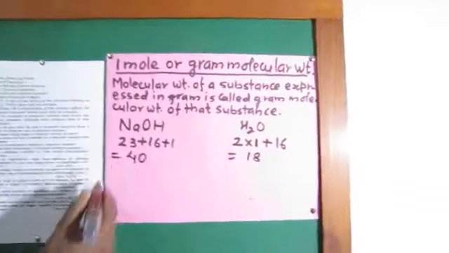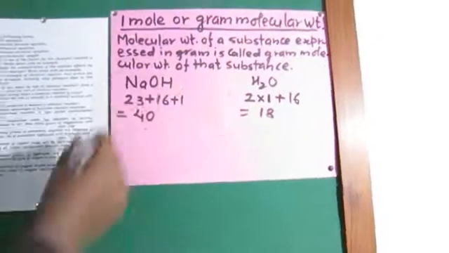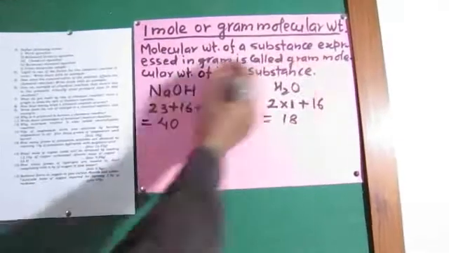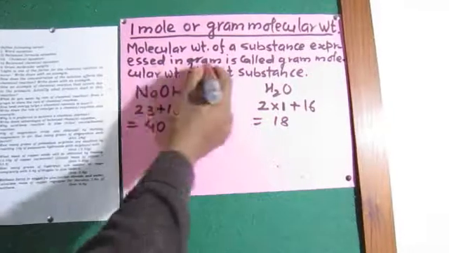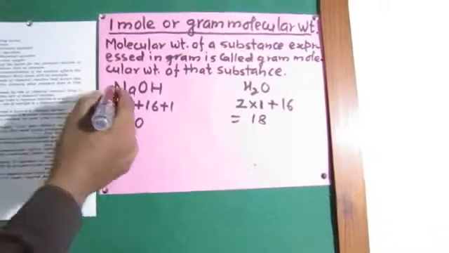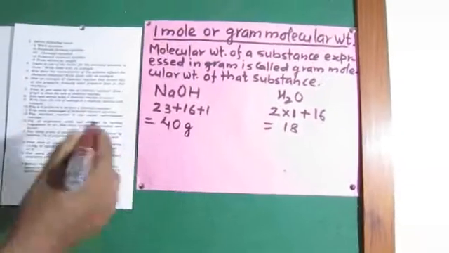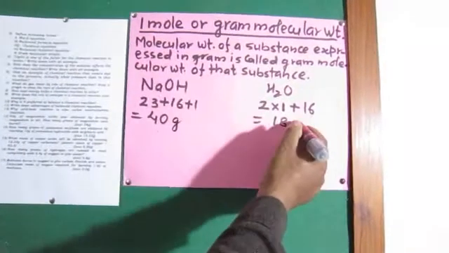Molecular weight of sodium hydroxide is 40. Molecular weight of water is 18. The molecular weight of a substance expressed in gram is called gram molecular weight of that substance. It means gram molecular weight of sodium hydroxide is 40 gram. In the same way, gram molecular weight of water is 18 gram.